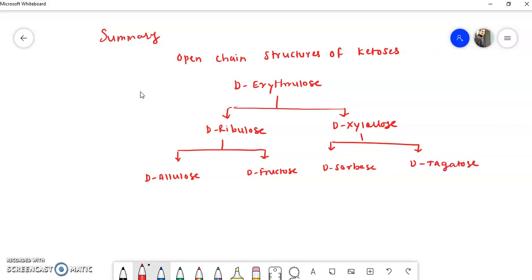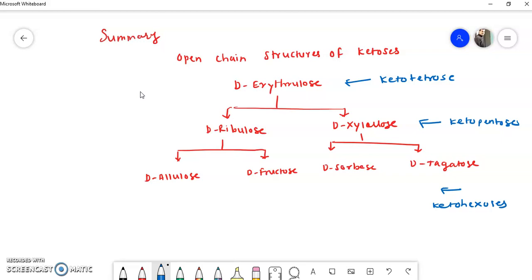Okay, so this D-erythrulose was ketotetrose because there were 4 carbon atoms. These D-ribulose and D-xylulose are known as ketopentoses because 5 carbons were there, and these were called as ketohexoses because there were 6 carbon atoms. So in this way we have seen the open chain structures of the ketoses.